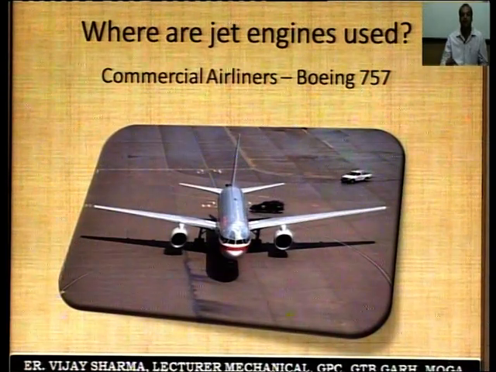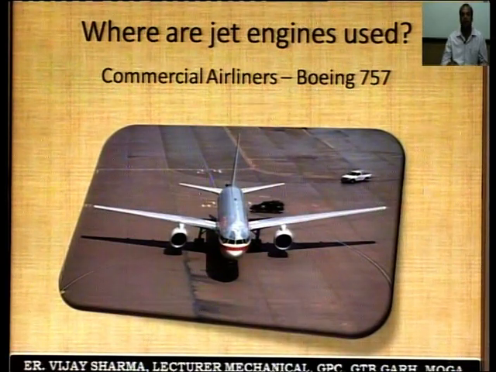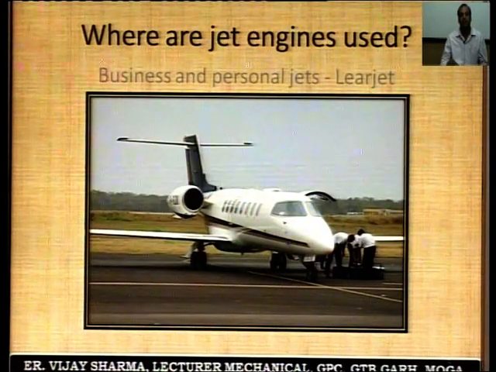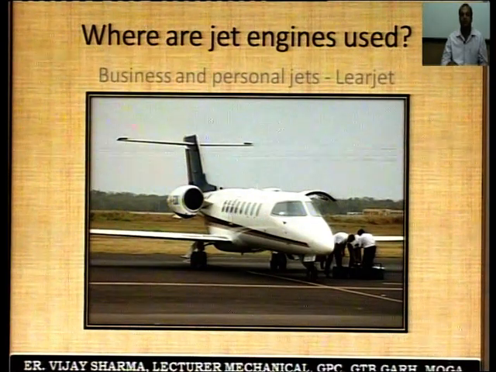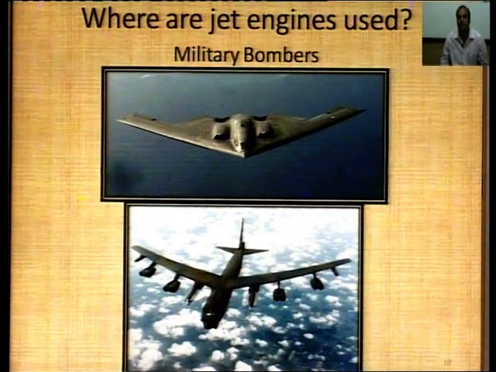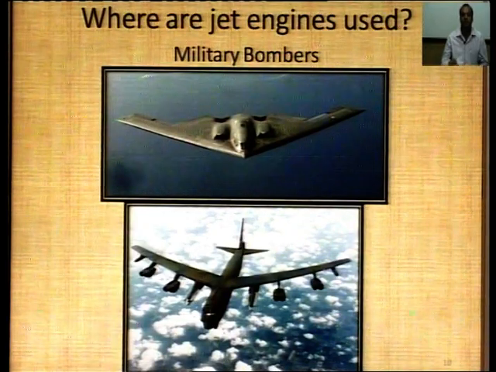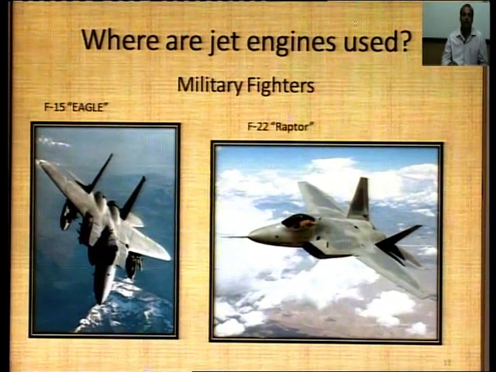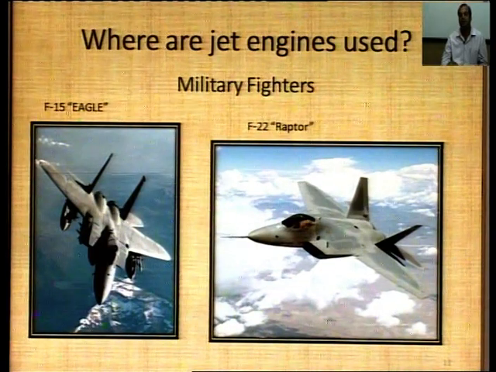These are some examples of jet engine use. It is a commercial airliner, the Boeing 757. These are business and personal jets, Learjets. In the military, these two jet engines are generally used. These are called bombers. Also the F-15 Eagle and F-22 Raptor. These are used in various countries.